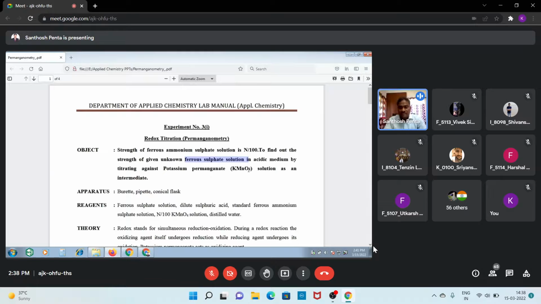Now, how are we determining it? With the help of potassium permanganate solution as an intermediate. That means here we are using potassium permanganate as an oxidizing agent and as an intermediate solution.